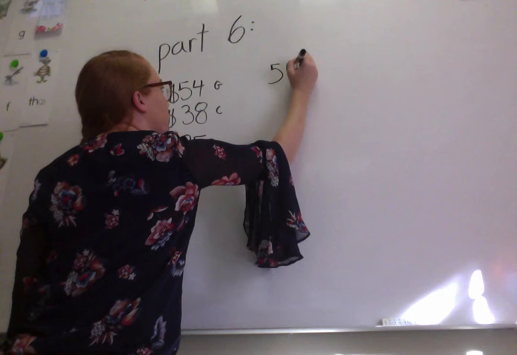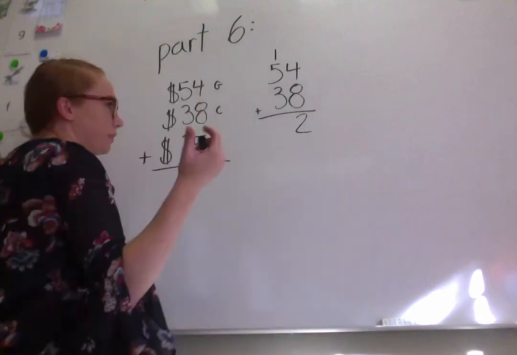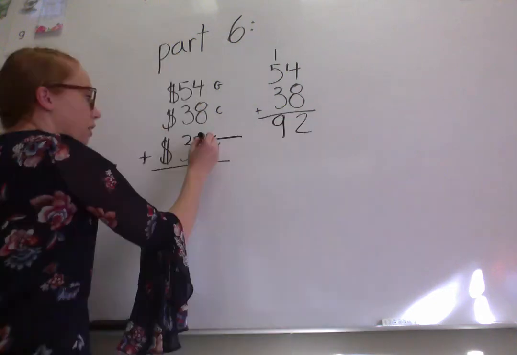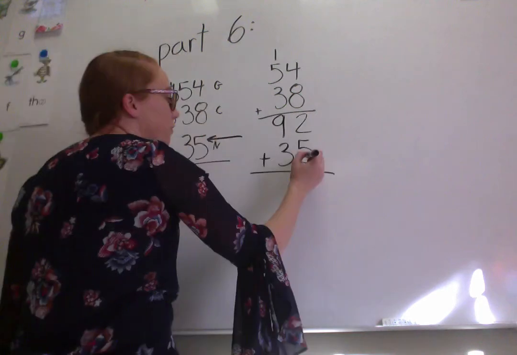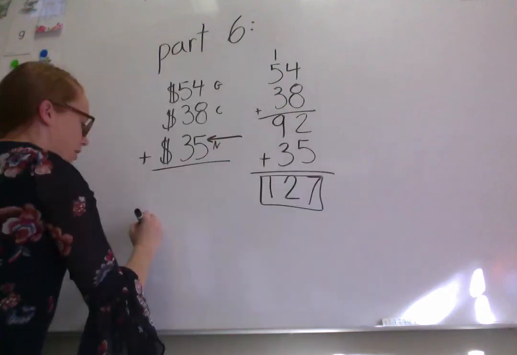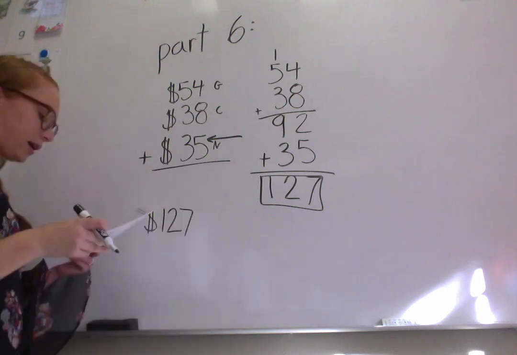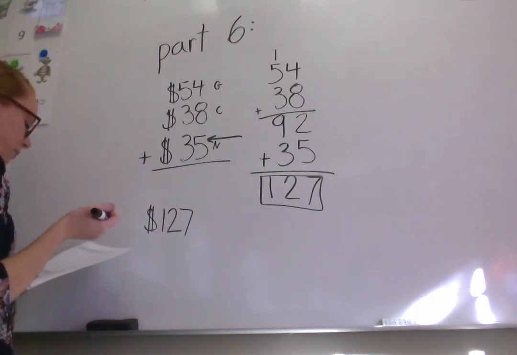8 plus 4, 8, 9, 10, 11, 12. 5 plus 1 is 6. 6 plus 3, 6, 7, 8, 9. 92. We're not done. We still have to add our 35. So we're going to add up our 35. 5 plus 2 is 7. 9 plus 3 is 12. So then we would write our problem. We'd need to give it a sentence. And we would talk about how Pam would need $127 in order to be able to buy groceries, clothing, and the necklace. So everything that she wanted to get.